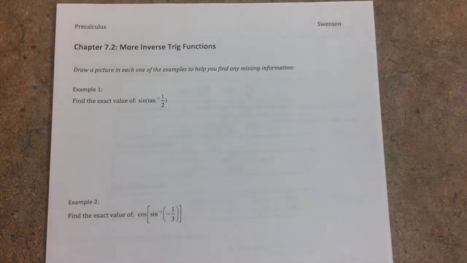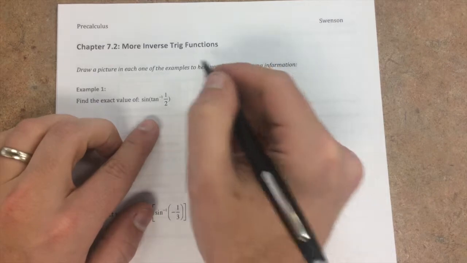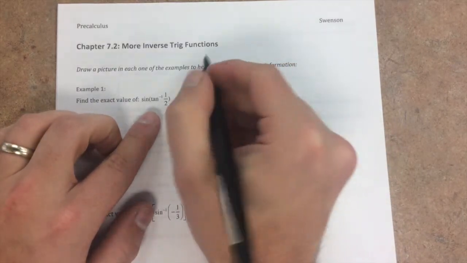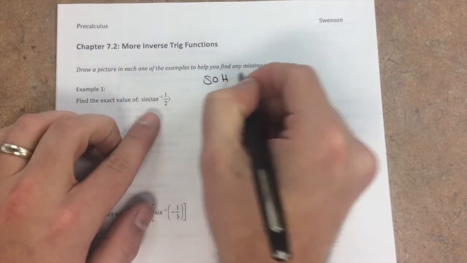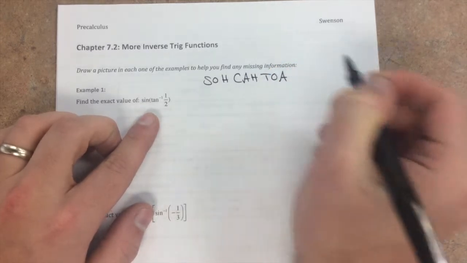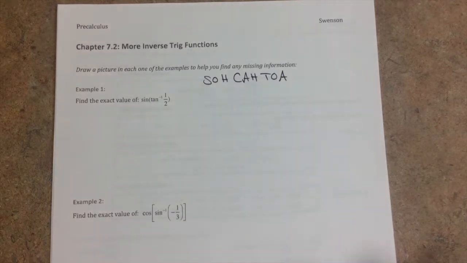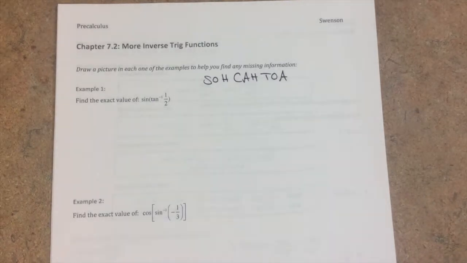So with Level 7.2, we're going to be working a little more on inverse trig functions. And in this section, it's super important that we know both what quadrants we're working in and what the domain of our functions and our inverse functions are. And if you remember your basic SOHCAHTOA, that's going to really help you out when you're trying to find these mixtures of trig functions and inverse functions.